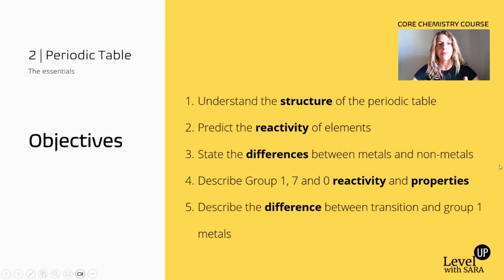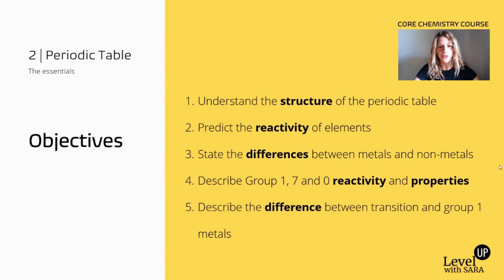Today we revise the periodic table. So here are the key objectives. We need to understand the structure of the periodic table. This will help us to predict the activity of elements. We will also learn a bit more about metals and non-metals, and we will state their differences, not only from the periodic table but relative to their activity. And then we will look in more detail at group 1, group 7, and group 0, their activity and properties. And we will finish by looking at the differences between transition and group 1 metals.